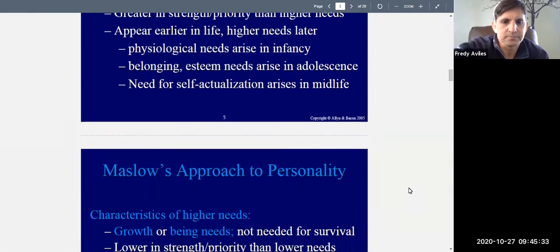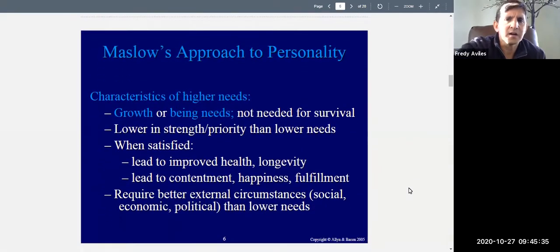Let's keep going. The higher needs are a bit different. The higher needs, Maslow called growth or being needs. So these are needs that are not necessary for survival. They have more to do with growth. They have more to do with you becoming who you're meant to be, right? Being needs. They have more to do with who you are. They're lower in strength and priority than the lower needs. You don't need them for survival. If you don't self-actualize, you're not going to die, okay? They're not as important as the lower needs.